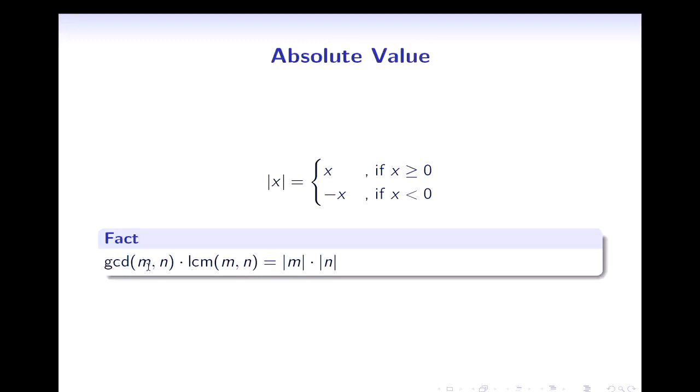The greatest common divisor of 10 and 15 is 5. And the least common multiple is 30. So if you multiply 5 by 30, the result is 150. And if you multiply the absolute values of 10 and 15, or minus 10 and minus 15, you will also obtain 150. So another nice mathematical fact.